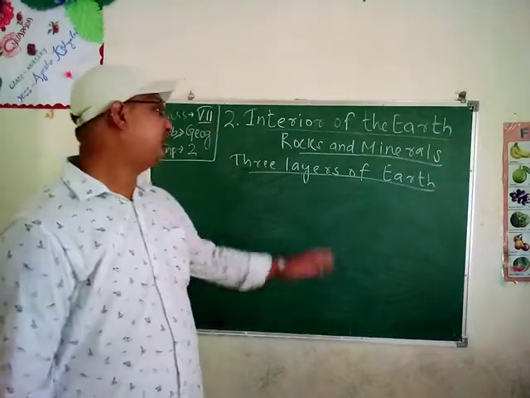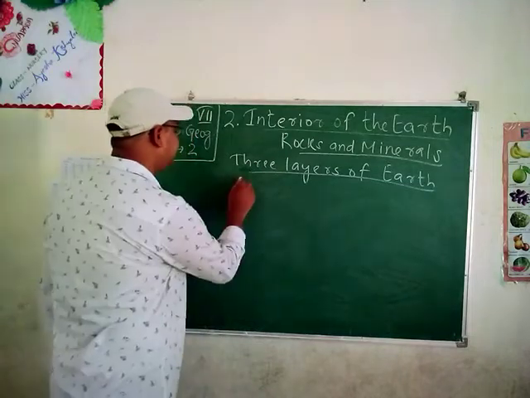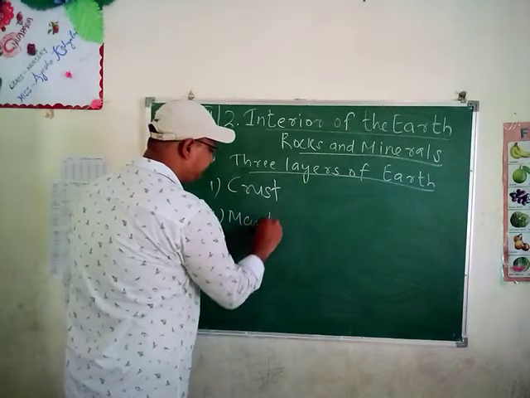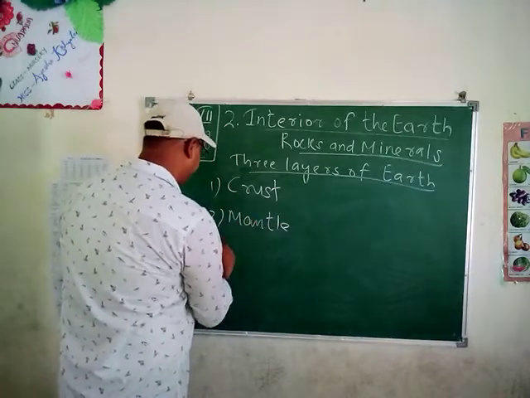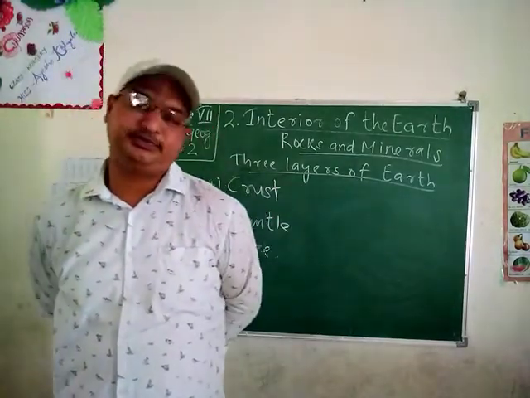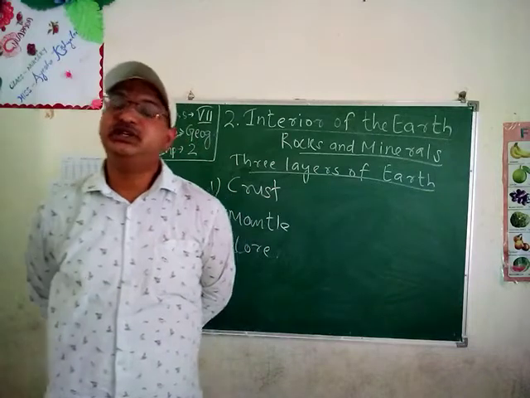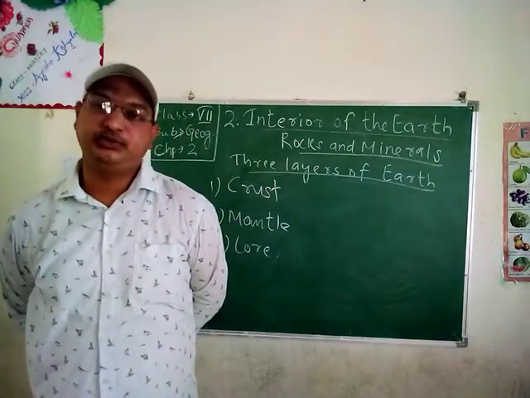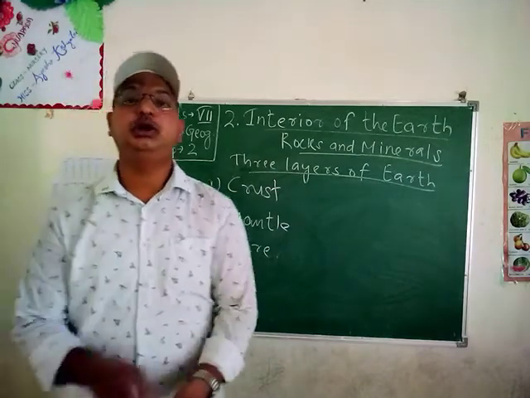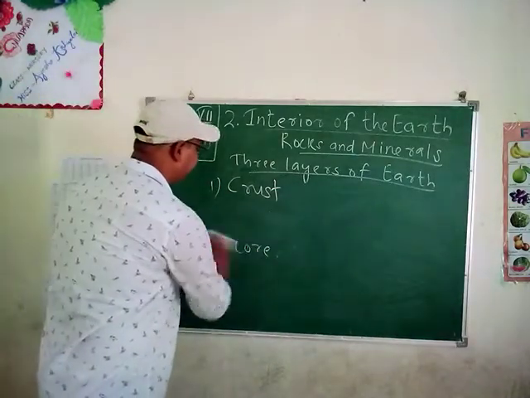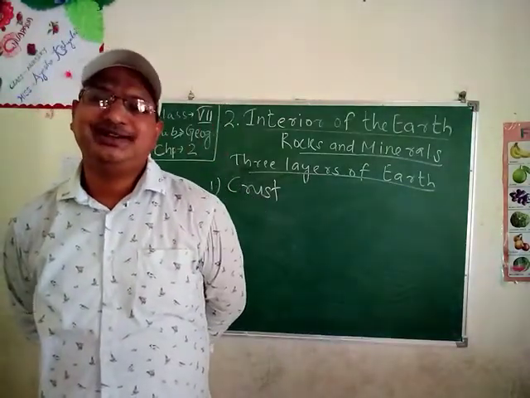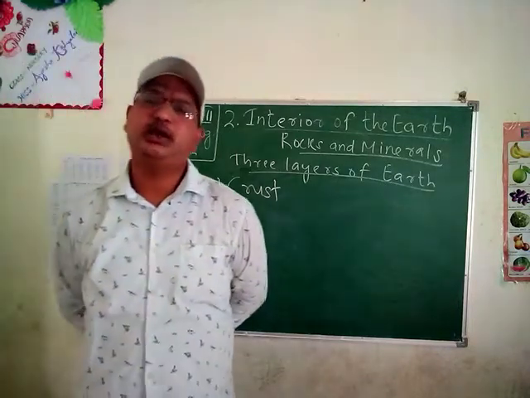First of all, here I have written three layers of the earth. The first one is crust, the second one is mantle, the third one is core. Friends, what are the three parts? First of all, just like the hard outermost green part of the watermelon, the earth has a top layer. It is called the crust. Students, the first part we study is the upper part in which we live, that is called the crust. The crust is the uppermost layer over the earth's surface.